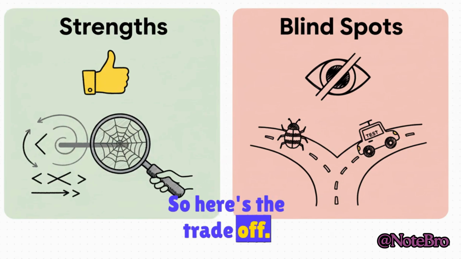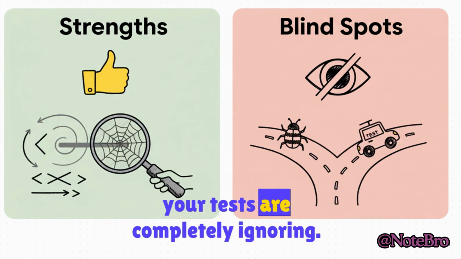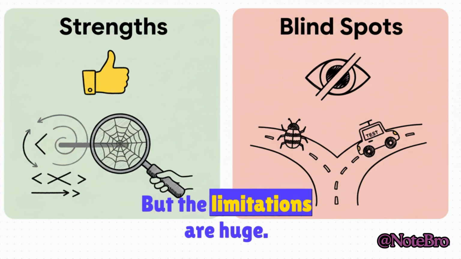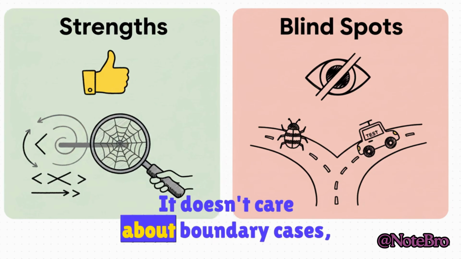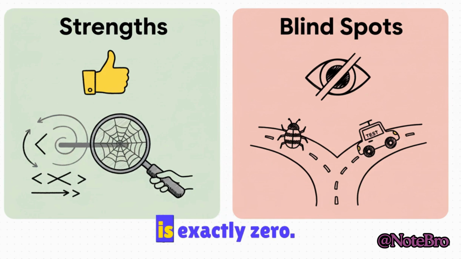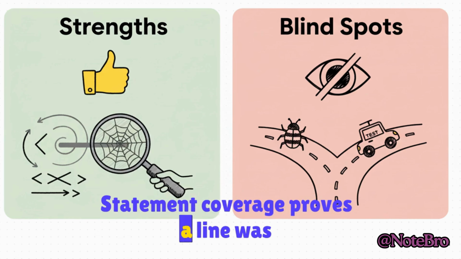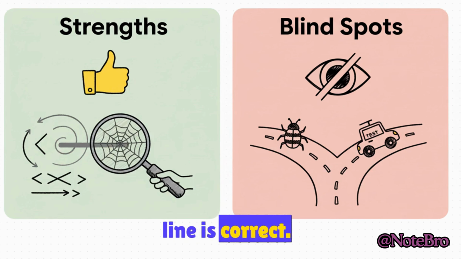So here's the trade-off, right? On the plus side, it's awesome for finding chunks of code that your tests are completely ignoring. It's simple, it's easy to understand. But the limitations are huge. It can completely miss bugs in your logic. It doesn't care about boundary cases, like what happens if the sum is exactly 0. So this is the thing to burn into your memory. Statement coverage proves a line was executed. It does not prove that the line is correct.